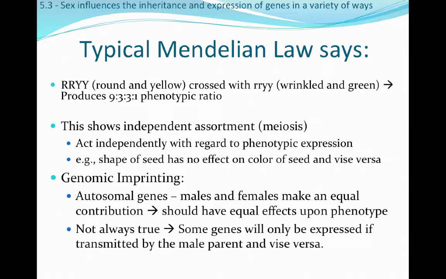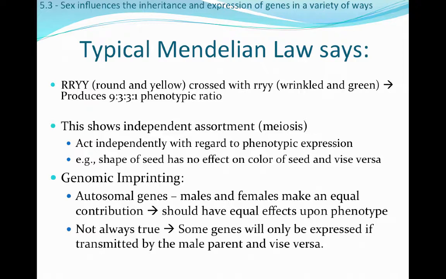So this type of pattern is shown through independent assortment, which happens during meiosis. And independent assortment says that alleles are going to act independently with regard to phenotypic expression. So in other words, the shape of the seed absolutely has no effect on the color of the seed and vice versa. With genomic imprinting, that law kind of gets thrown out the window.